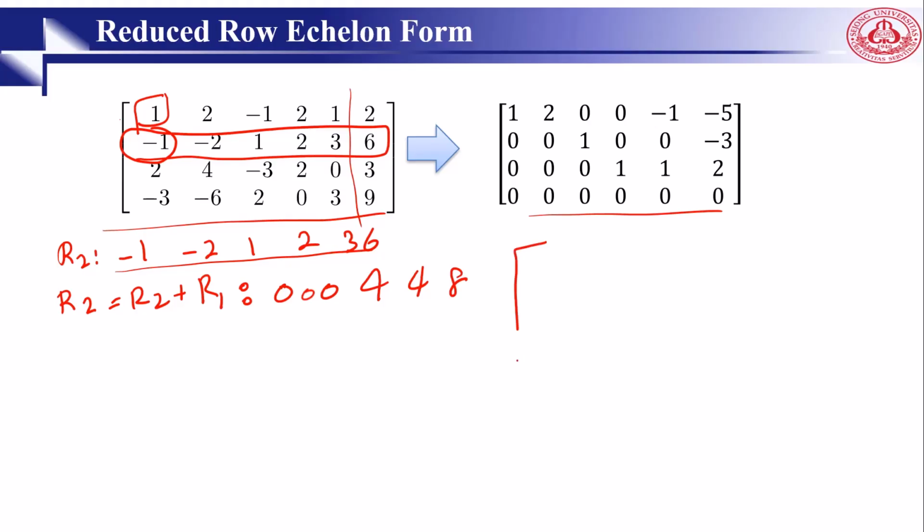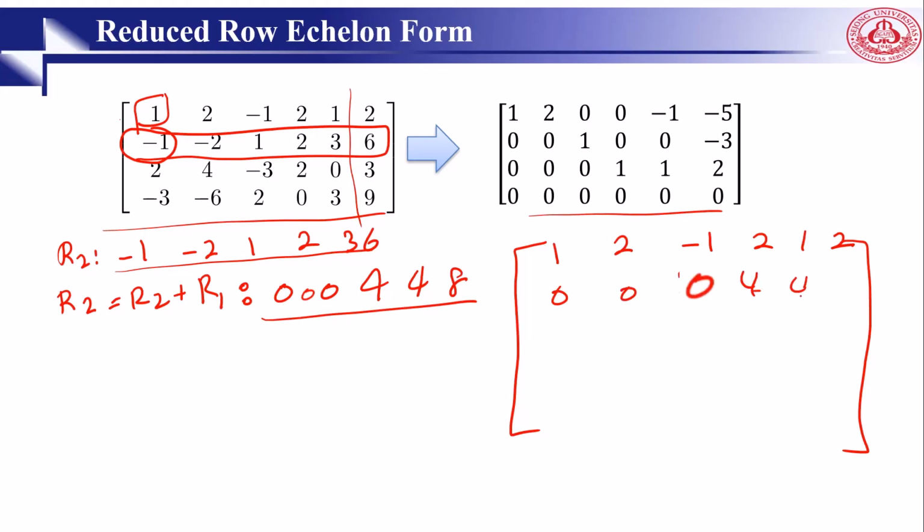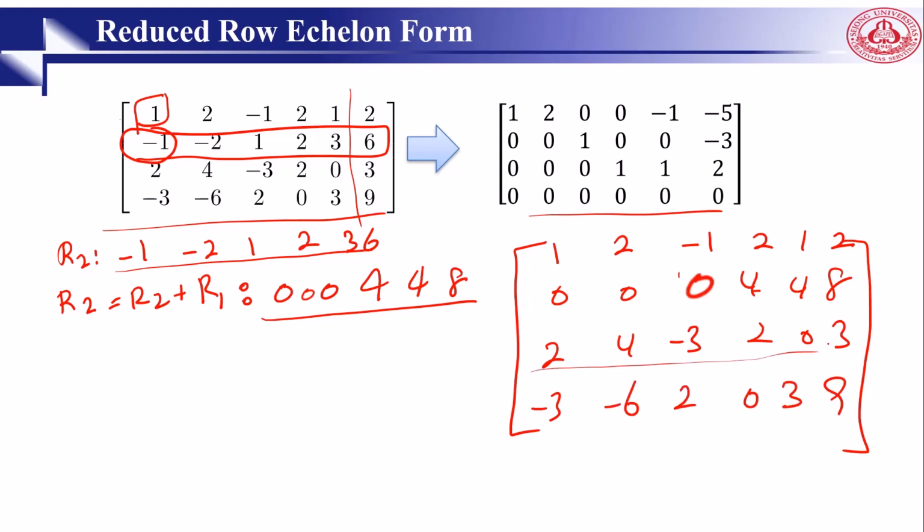So let me do it here. I have 1, 2, -1, 2, 1, and 2. Then the new row is 0, 0, 4, and the rest is the same, 2, 4, -3, 2, 0, 3, and -3, -6, 2, 0, 3, and 9. In the second line, I should take care of R3. So R3 is 2, 4, -3, 2, 0, and 3. If R3 equals R3 minus 2R1.